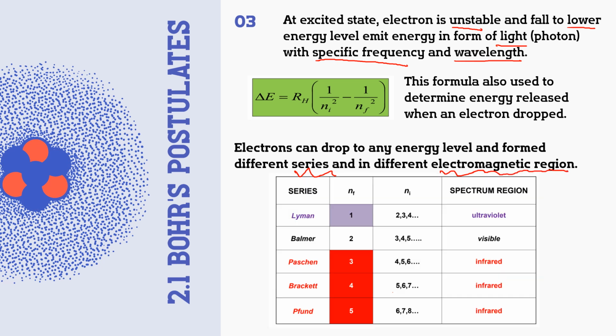These are the series that you already memorized: Lyman, Balmer, Paschen, Brackett, and Pfund. If the n final is in the Lyman series, the question is telling you that the electron dropped to n equal to 1, and so on. The electromagnetic region, or spectrum region, includes the ultraviolet, visible, and also the infrared.